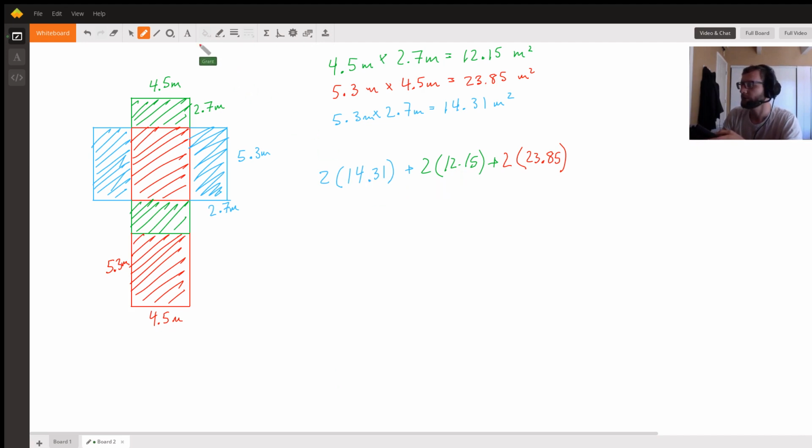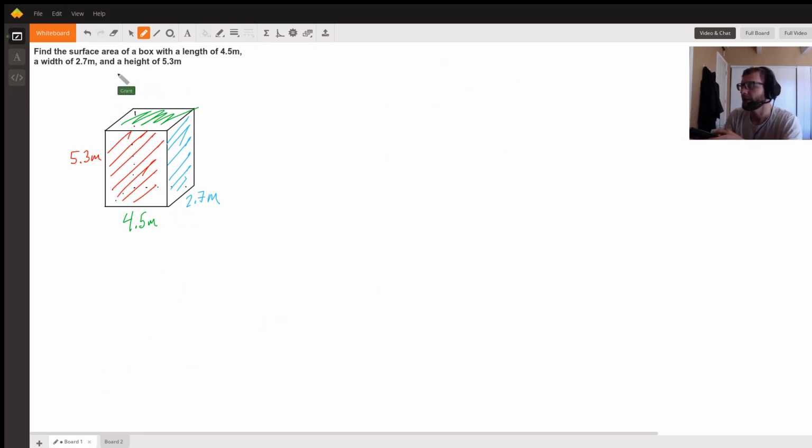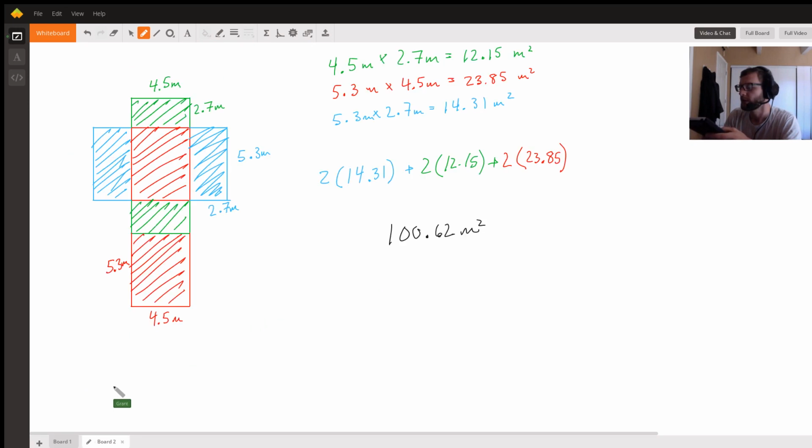So our final answer, the surface area of our entire box, is 100.62 meters squared. Over here we have one decimal point, so this would be our complete surface area. If we wanted to write it in easier notation, it's about 100 meters squared, or 101, whatever.